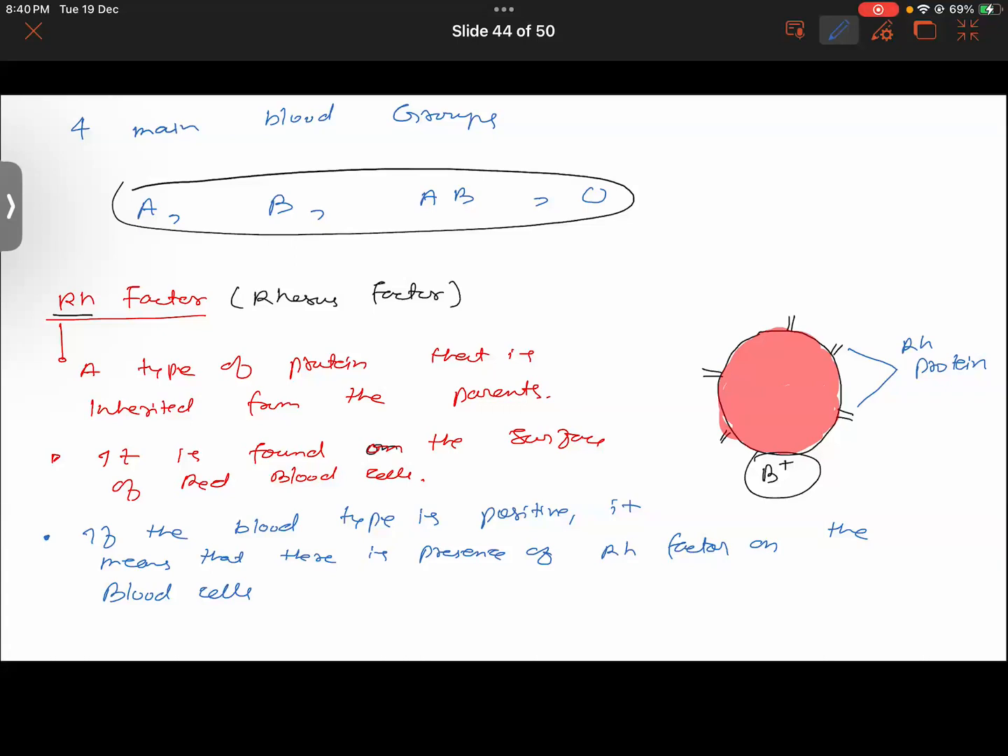So if the blood type is positive, it means that there is presence of Rh factor on the blood cells, or vice versa. If the blood cells lack Rh factor, thereby it is a negative blood type. Is that clear to everyone?